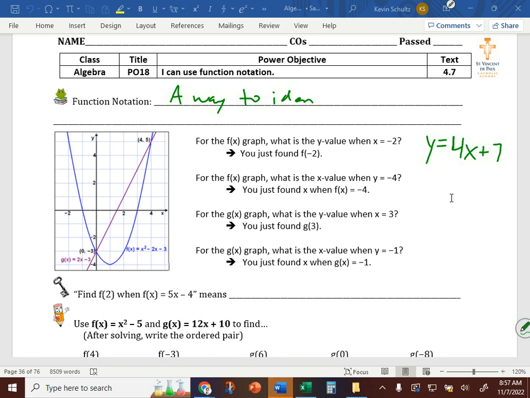to identify an equation as a function. Okay, a way to identify an equation as a function.